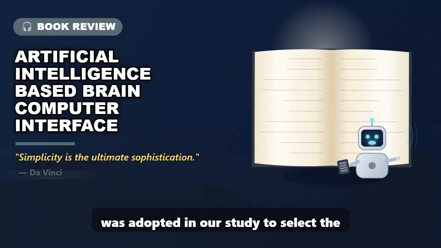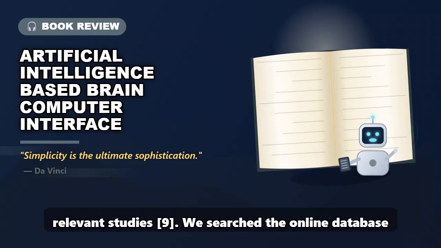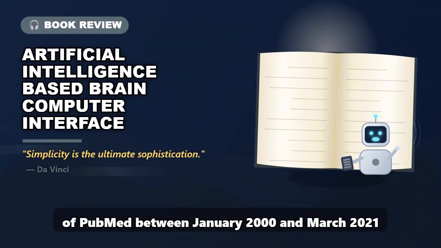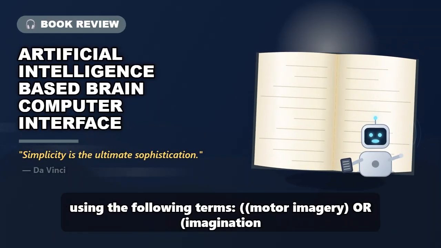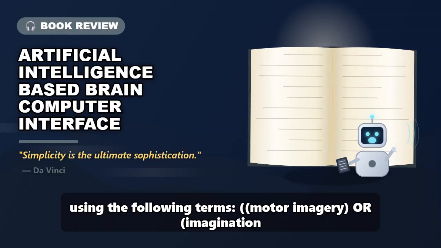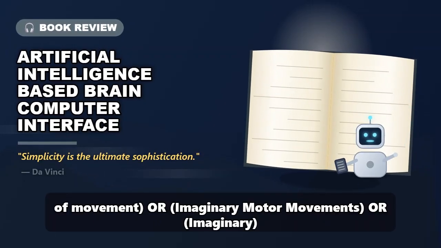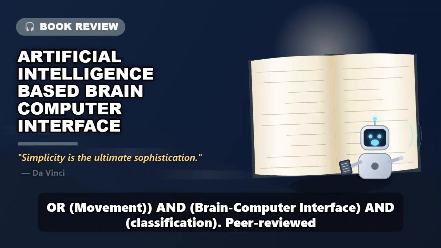We searched the online database of PubMed between January 2000 and March 2021 using the following terms: motor imagery, or imagination of movement, or imaginary motor movements, or imaginary, or movement, and brain-computer interface, and classification. Peer-reviewed articles in English on humans were analyzed.